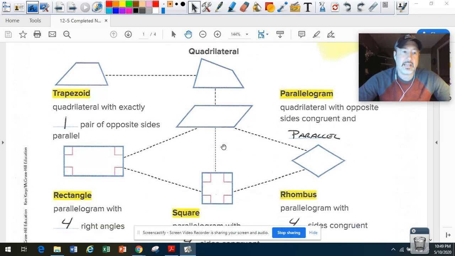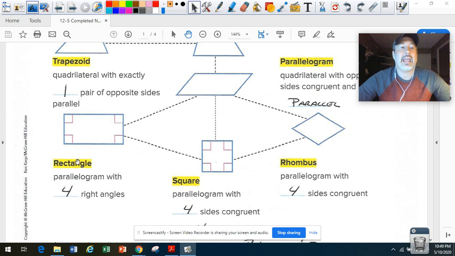Okay, let's continue on down here. Let's go to a rectangle. A rectangle is a parallelogram with four right angles. Now, one thing it does not say here with a rectangle is that the opposite sides are congruent also. So this side is congruent with this side, which means they are the same length. And this side here, put a double tick, and this side here are also congruent. So the opposite sides are congruent, and they also have four right angles.